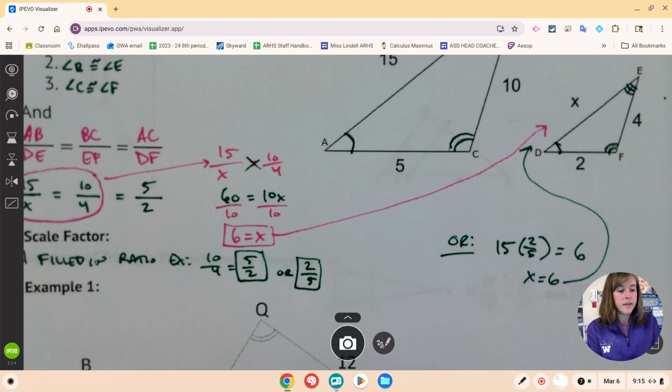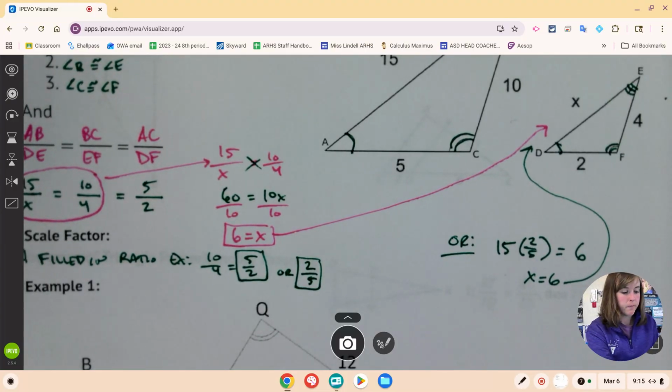Okay, so that's kind of the idea behind similarity. The next thing we're going to do, we're going to go through a couple of examples of solving for missing sides using similarity. So, here we go.